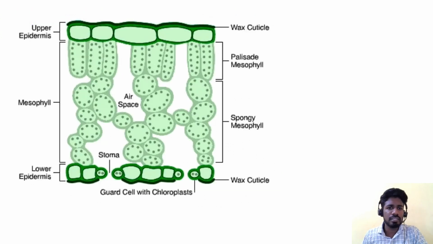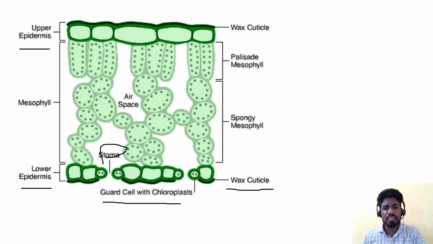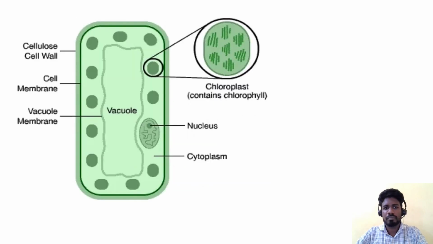The next one is the zoomed structure, that is the lower epidermis, upper epidermis, and the stack of structures. The stoma is present, then the guard cell with the chloroplast. The wax cuticles are also present to protect the plant. The same thing that we have discussed, it is surrounded by the cellulose cell wall. It gives protection to the plant cell.